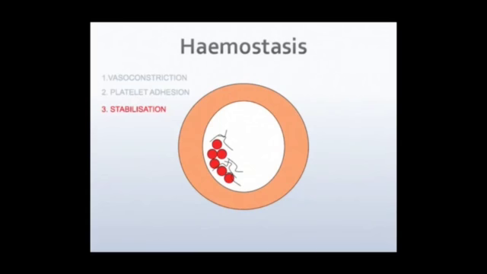Now this happens because of the activation of the coagulation cascade, usually driven by tissue factor, and stimulating a series of cascades that ultimately result in thrombin generation and the conversion of the soluble fibrinogen into the insoluble fibrin.